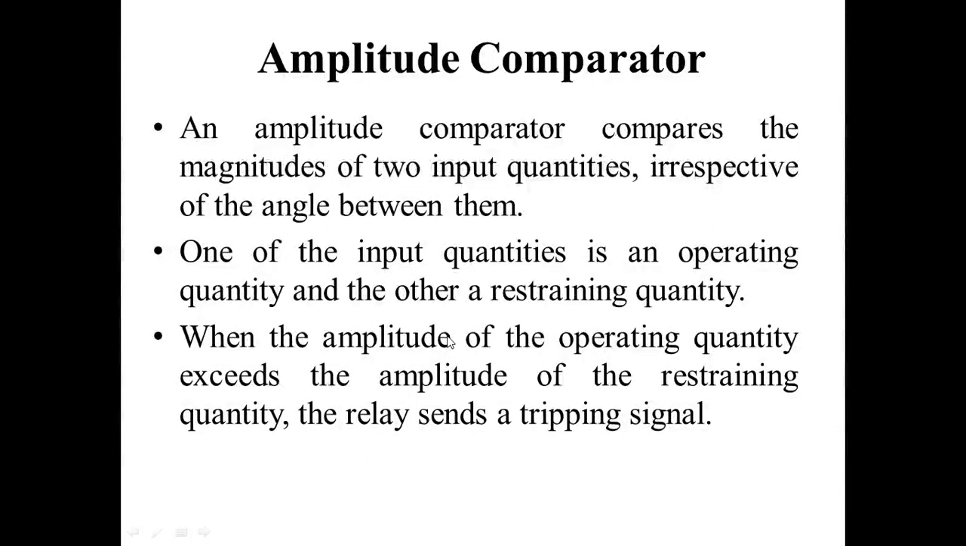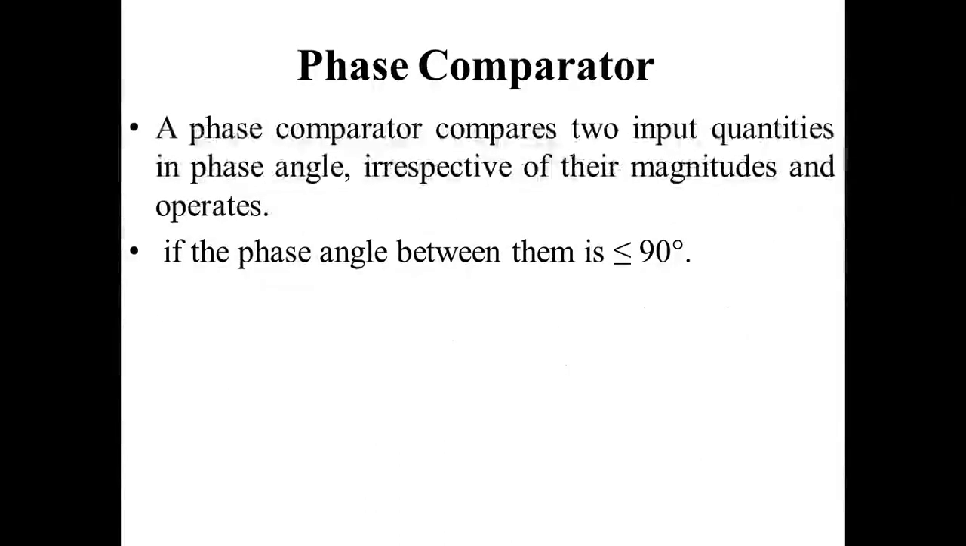What type of principle? The operating quantity is greater than your restraining quantity. When your amplitude comparator operating quantity is greater than the amplitude of the restraining quantity, this static relay sends its signal to your circuit breaker. That is your amplitude comparator. The next type is your phase comparator.